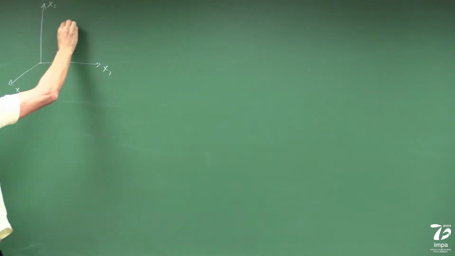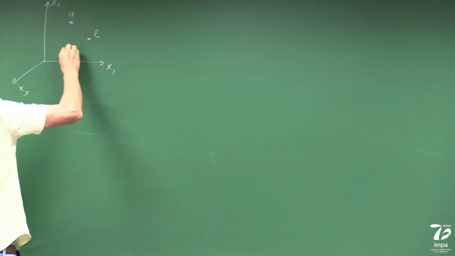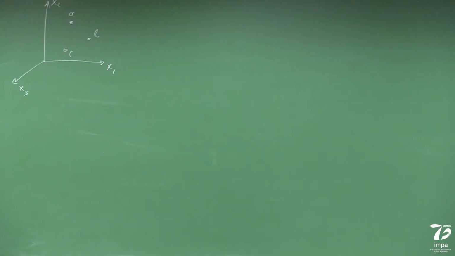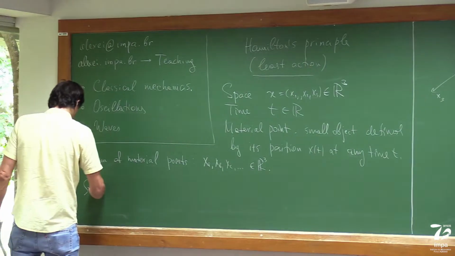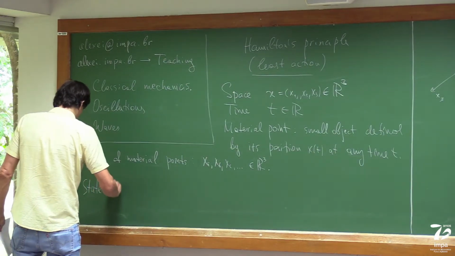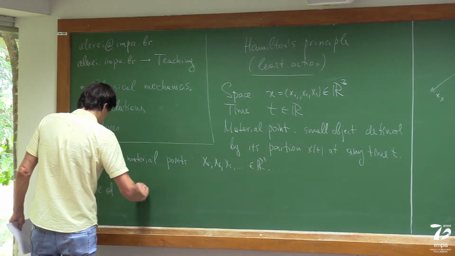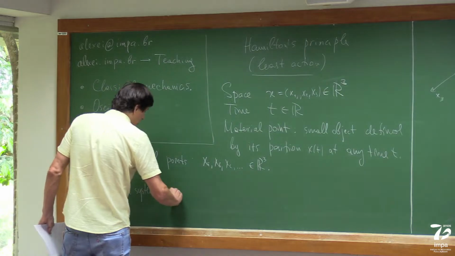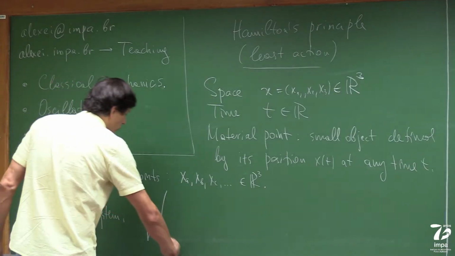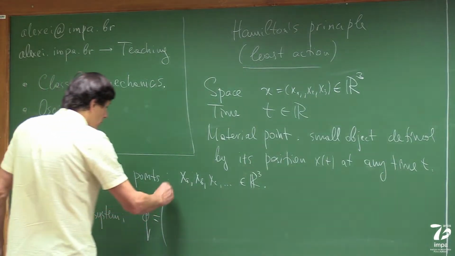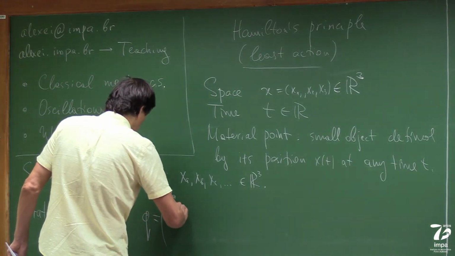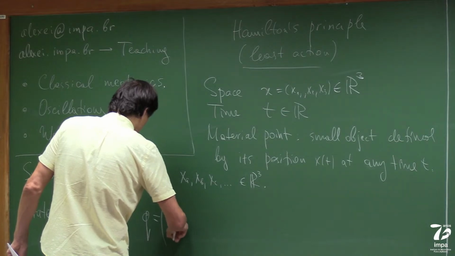And then we have a point A, point B, point C, and so some number of points. Then we can just put these vectors together to give a single vector, which defines the whole system at once. So the state of the system is given by the vector Q, where we just put all these vectors together in a single vector.